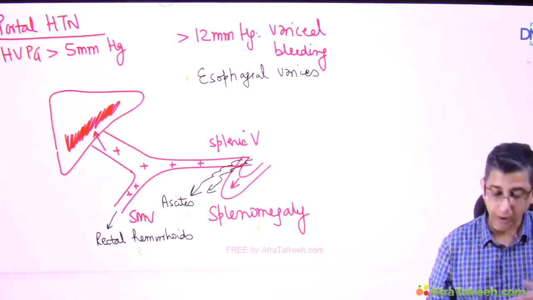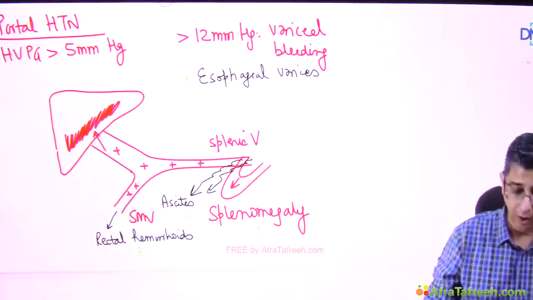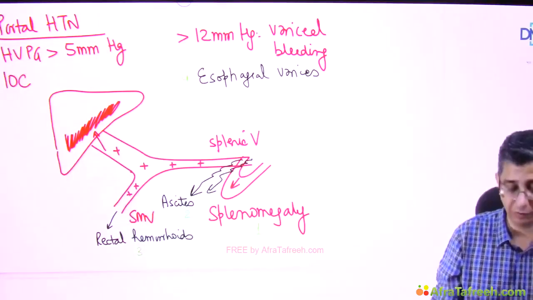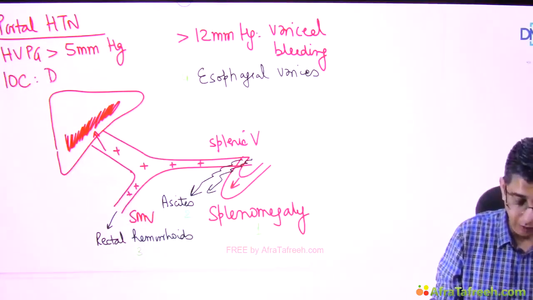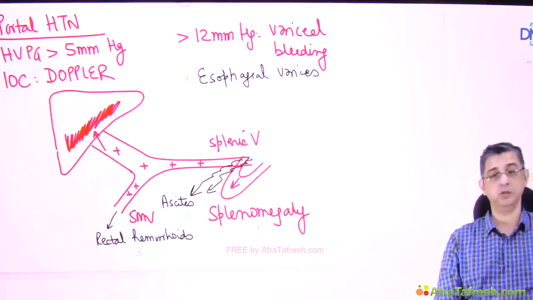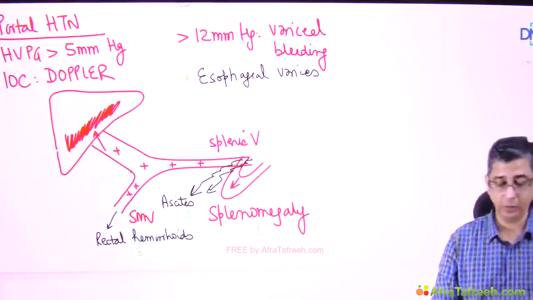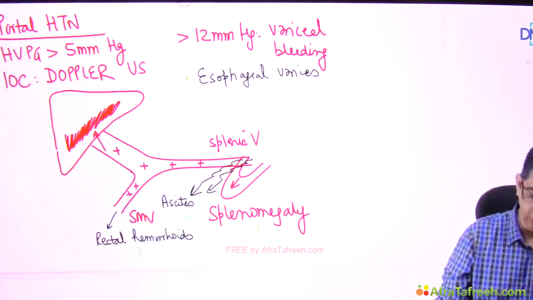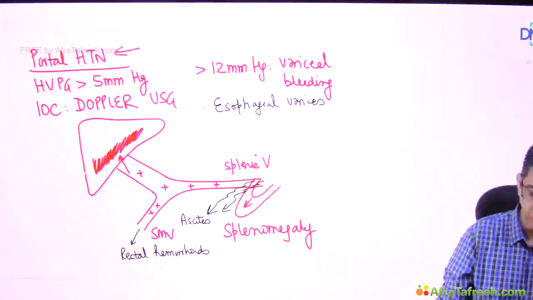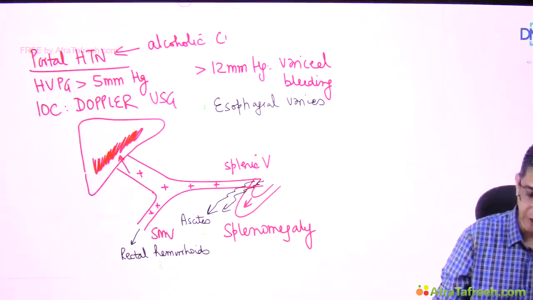So how would I identify portal hypertension? How would I know that the hepatic venous pressure gradient is more than 5 millimeter of mercury? Then the scan or the test I'll do in the patient will be a Doppler. Whenever you have to check pressure in the blood vessels, you anyway have to do Doppler in the patient. So Doppler ultrasound would diagnose portal hypertension. The leading cause of portal hypertension is obviously alcoholic cirrhosis. That is a piece of cake. No big deal, the leading cause is alcoholic cirrhosis.